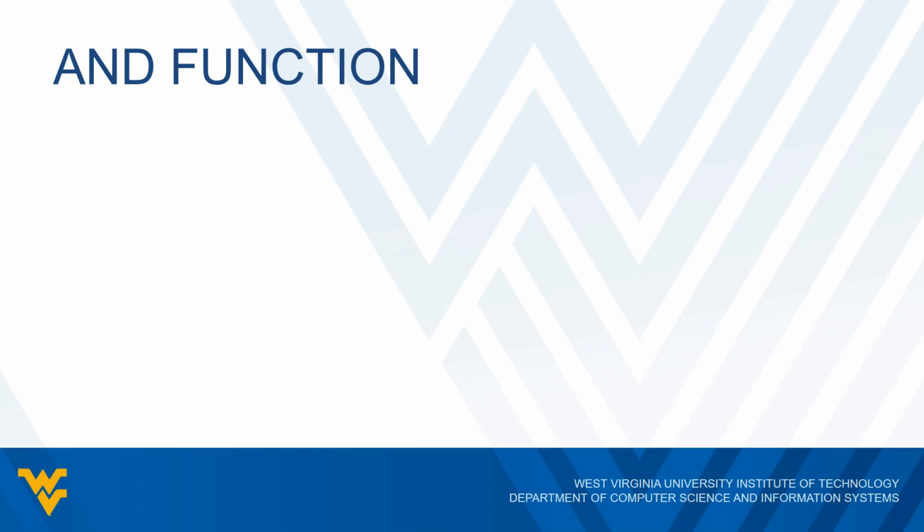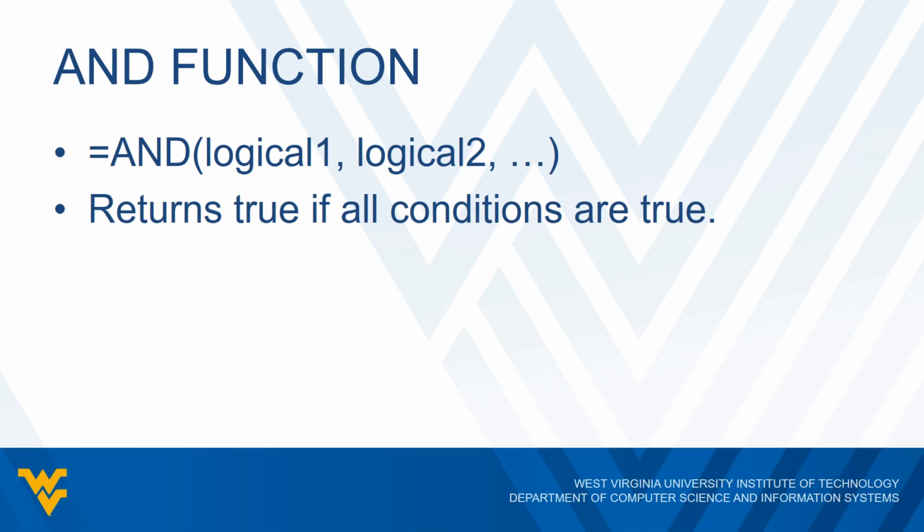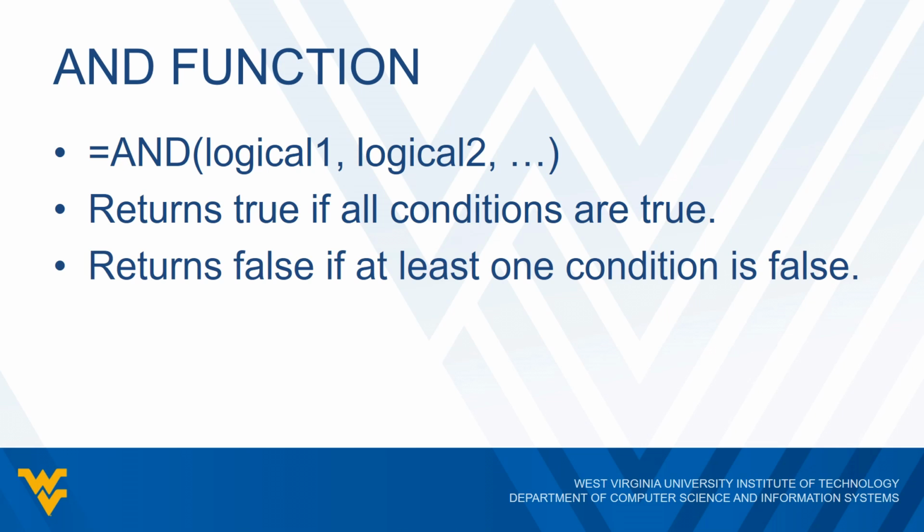We even have some functions that resemble the and or operation. So if you remember the and or gates that we talked about before, we have functions in Excel that work the same way. And we can use this if we need to check multiple conditions at the same time. So we have the and function, which is equals and then we have these conditions, which here we call logical 1, logical 2, and so forth, but they're all conditions. And this function just simply returns true if all the conditions are true, and returns false if at least one of the conditions is false.